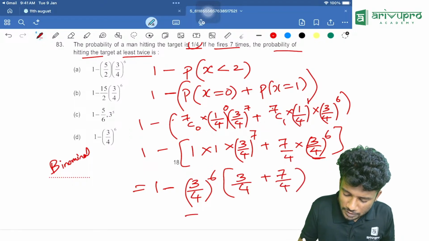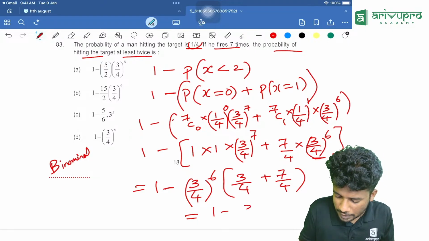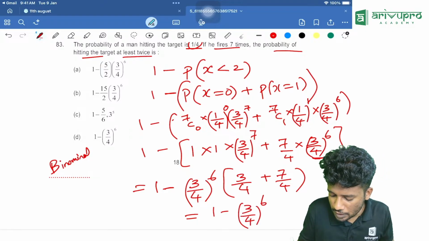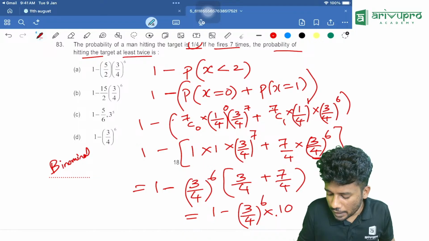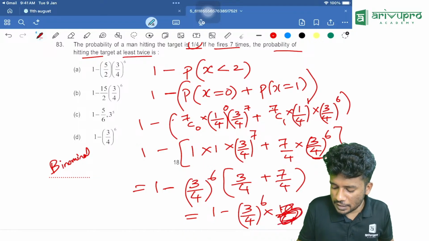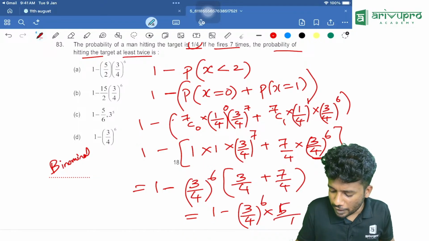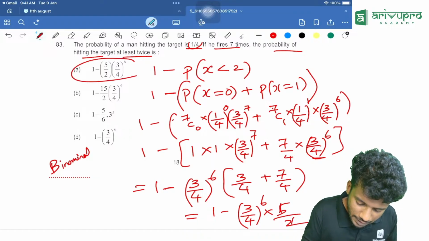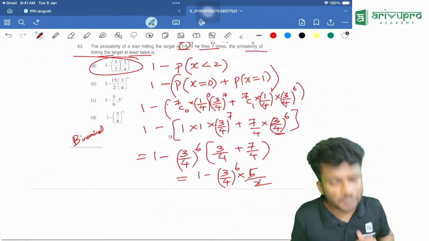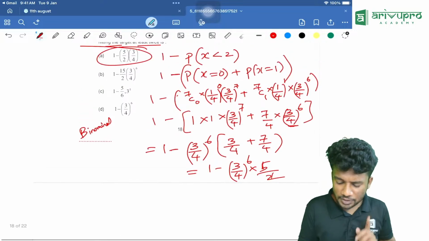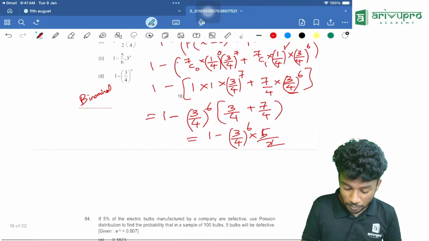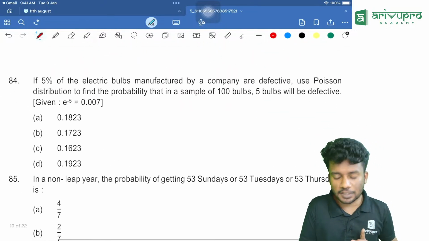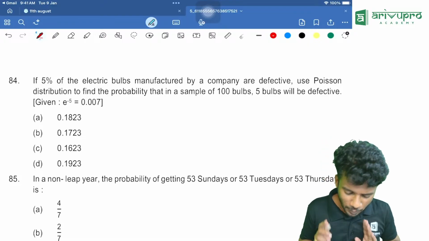You tell me what is the answer, which is 1 minus 3 by 4 the whole raised to 6 into 10 by 4. 10 by 4 can be written as 5 by 2. So option A is your answer. Yes, A is your answer. Okay, understood? For the binomial distribution probability distribution function, you need to know that. Okay, now this one.